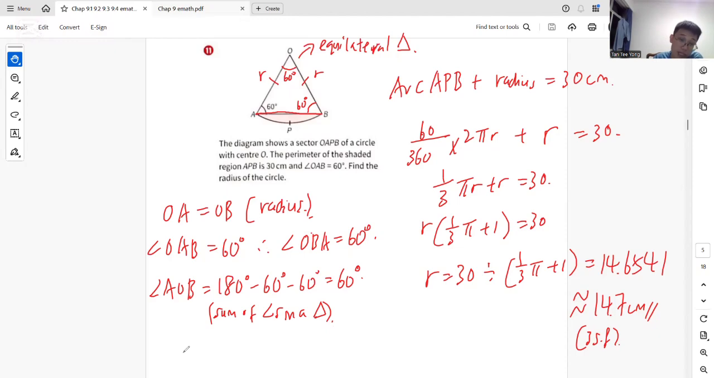And it also means that OA equals OB, which is also equal to AB, because it is an equilateral triangle, meaning all the sides are the same. These are the realizations that you have to get from the information provided in the question. You have to interpret the information and come out with your own conclusion. This is what they are testing you on. All right, so this is it for question 11.